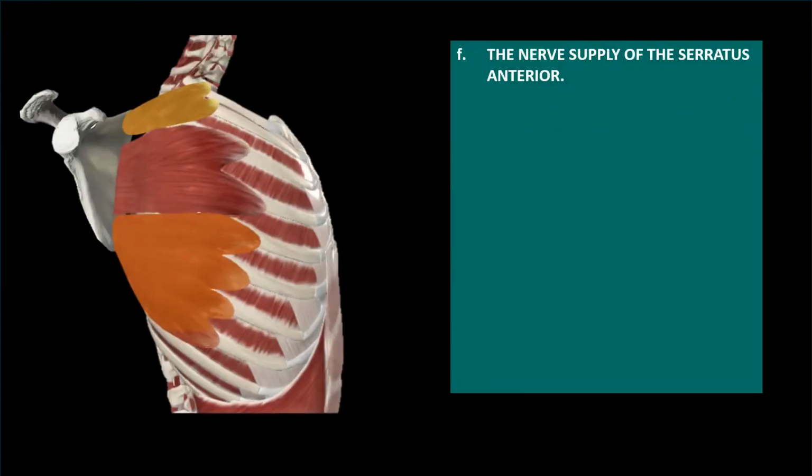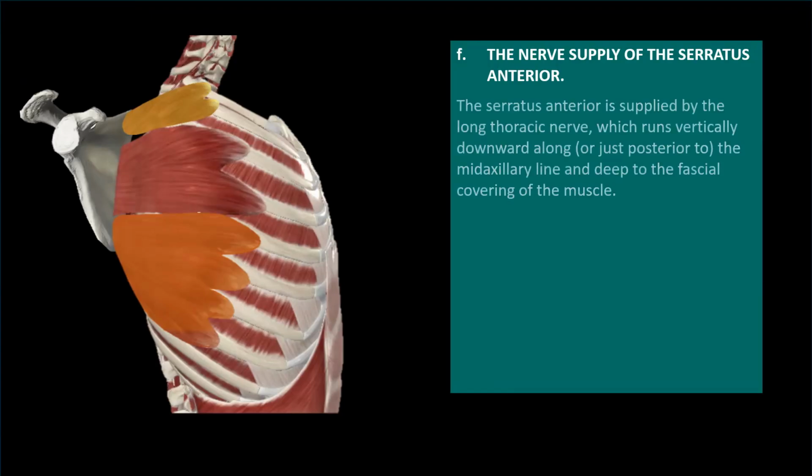F. The nerve supply of the serratus anterior. The serratus anterior is supplied by the long thoracic nerve, which runs vertically downward along or just posterior to the mid-axillary line and deep to the fascial covering of the muscle.